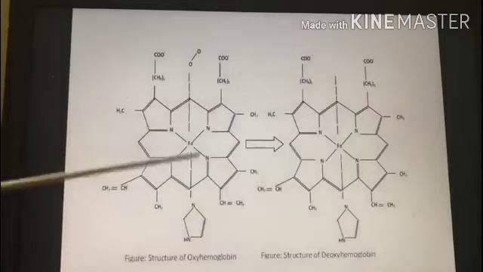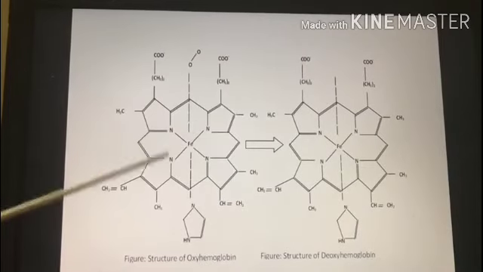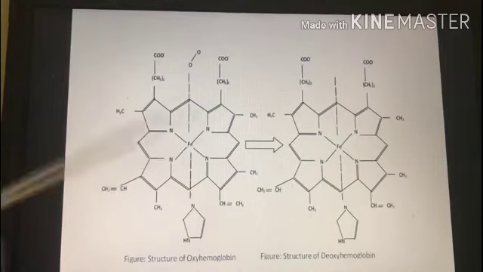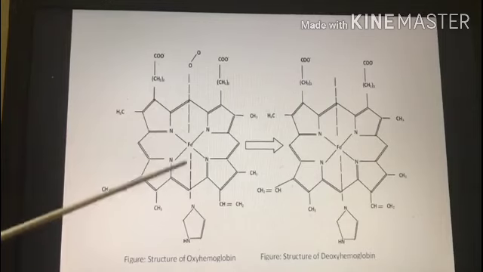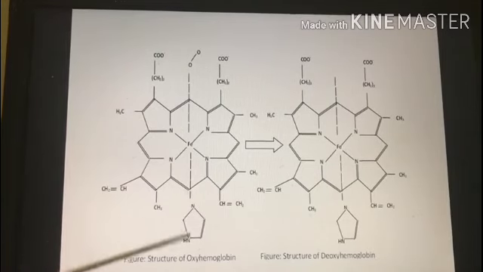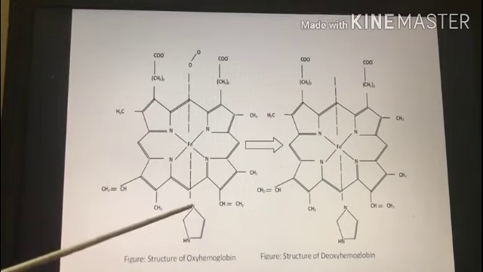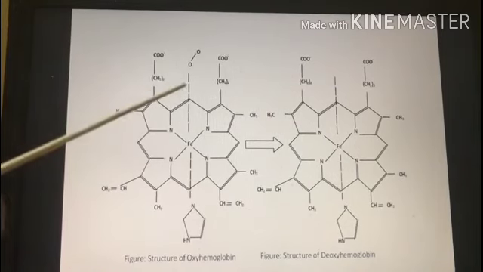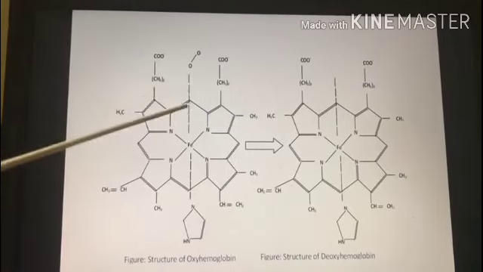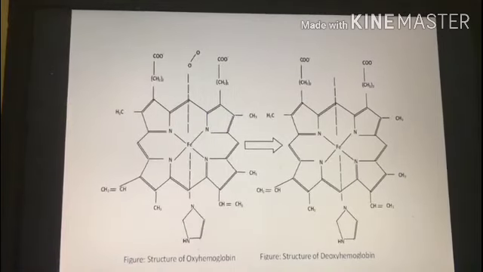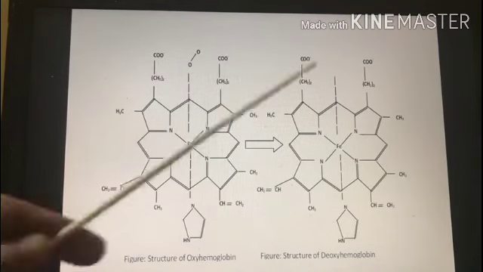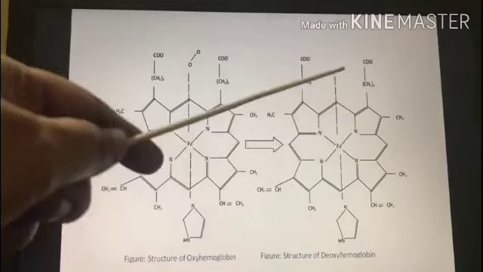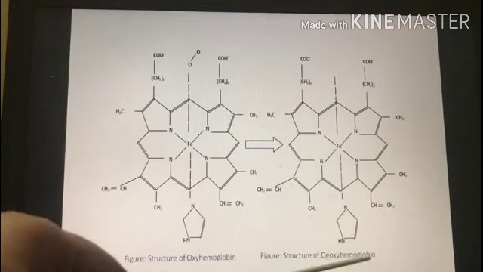So this is the porphyrin ring. Here 4 nitrogen atoms are bonded with iron in a square planar, and this is one axial position and this is the other axial position. This is the imidazole ring which is bonded through nitrogen, and the other axial position is vacant for the formation of bond with dioxygen. So when oxygen binding is there, that form is called oxyhemoglobin, and when oxygen is removed or transferred, that form is called deoxyhemoglobin.